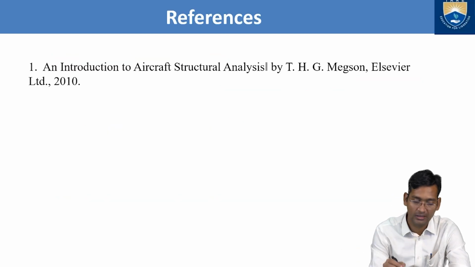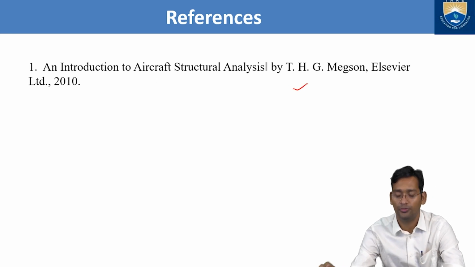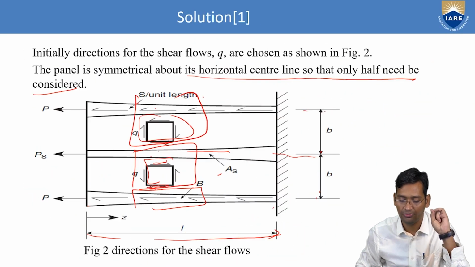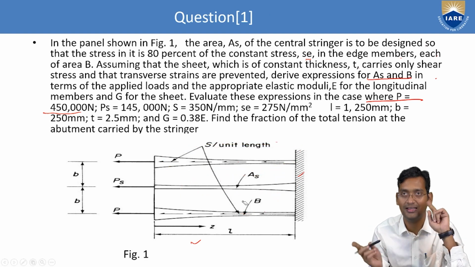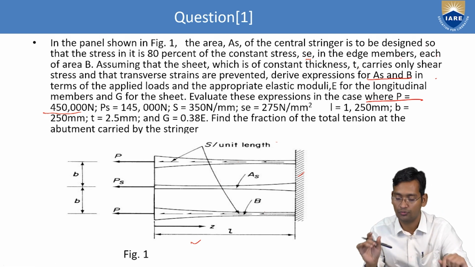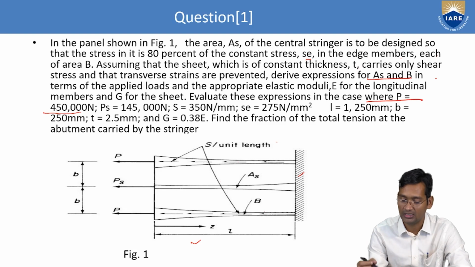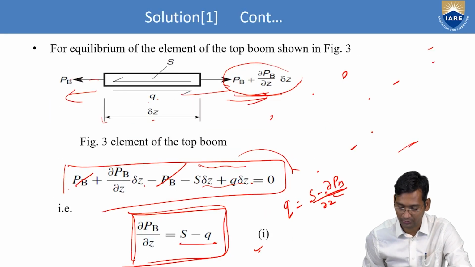You can refer to this question again from the book by TGHG Megson. Here we have to derive AS and B according to the derivation. Then they ask to find the forces, and we found the forces after that. So first find AS and B, for which we derived the force formula. After deriving, substitute the values, a quadratic equation will come, solve it, and you will get the values of AS and B, then substitute accordingly.